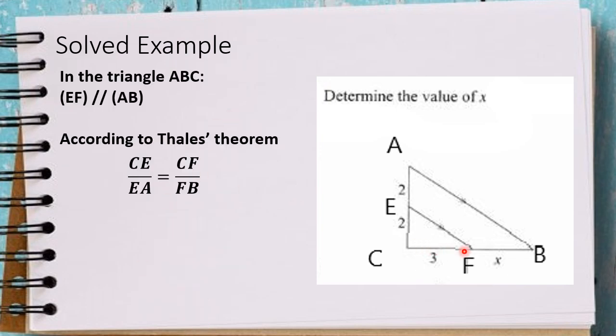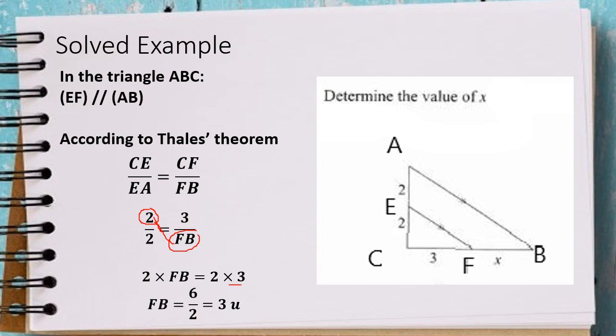So taking the fraction containing FB because I want its measure, I'm going now to place each side with its value. So CE is 2 centimeters, EA is 2, and CF is 3 centimeters. And I want to calculate FB. So cross multiplication. So you multiply the means by each other and the extremes by each other. So 2 times FB equals 3 times 2, and thus FB equals 2 times 3 over 2, it equals 6 over 2, equals 3U.